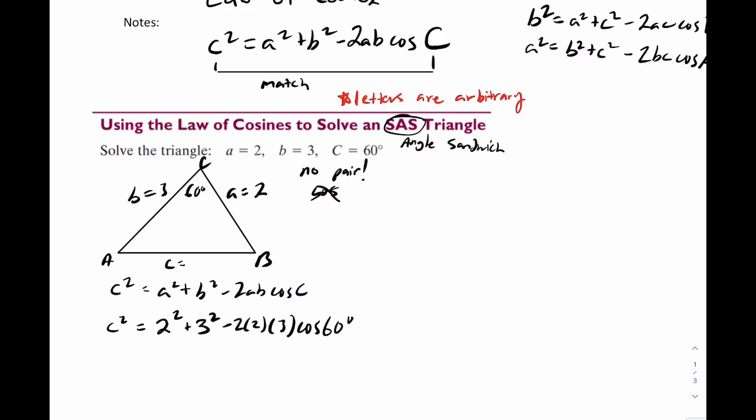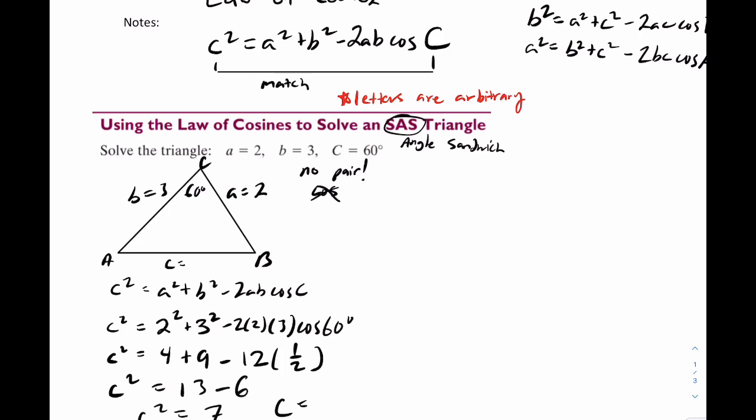Now you will have a calculator for this section, but it is helpful to know how to do it by hand. So let's just work that out really quick. If you had a calculator, obviously just plug it all in, but since we can do this by hand, let's try it. 2 squared is 4, 3 squared is 9, minus 2 times 2 is 4 times 3 is 12. Cosine 60 is nice, that would be 1/2. So c squared is equal to 13 minus 6. So c squared must be 7.